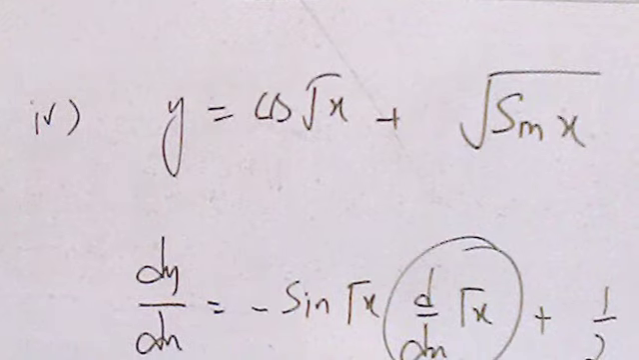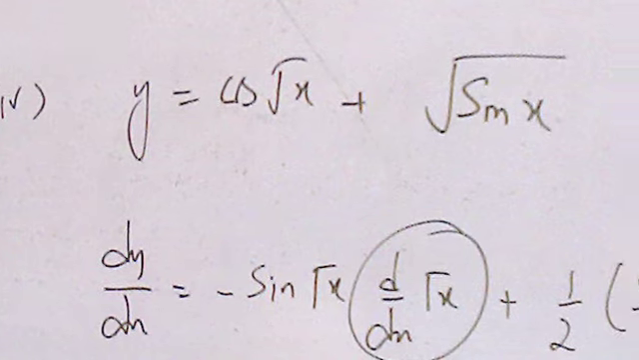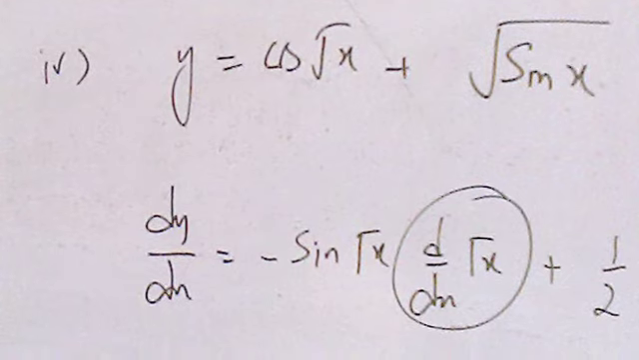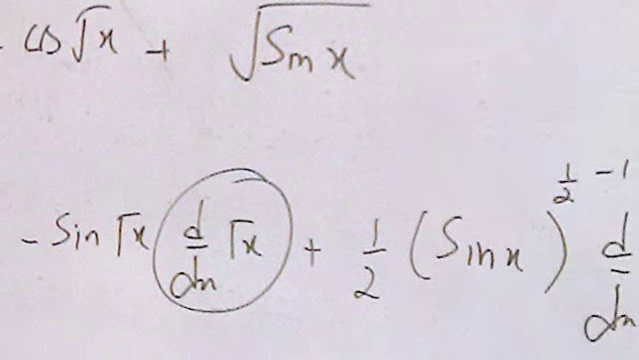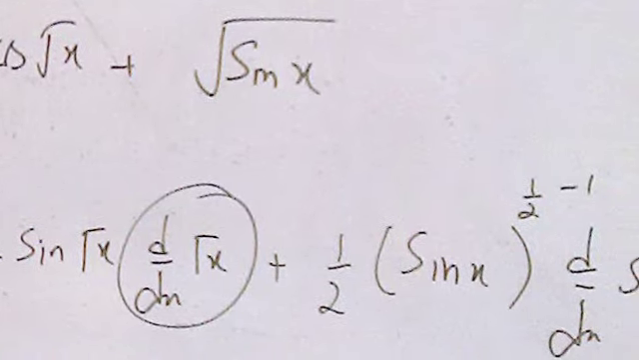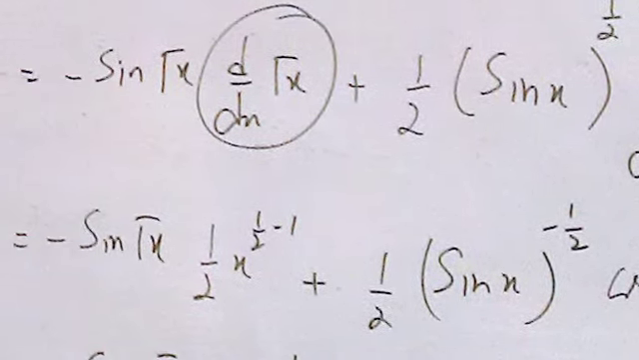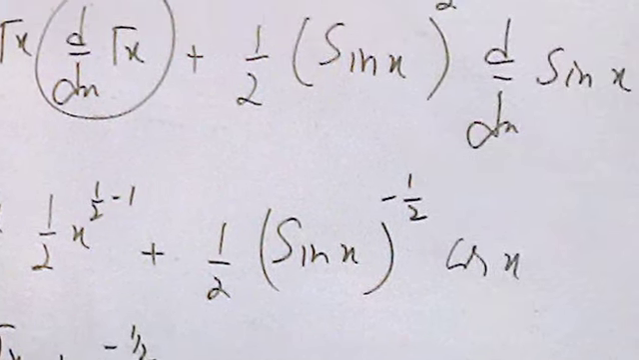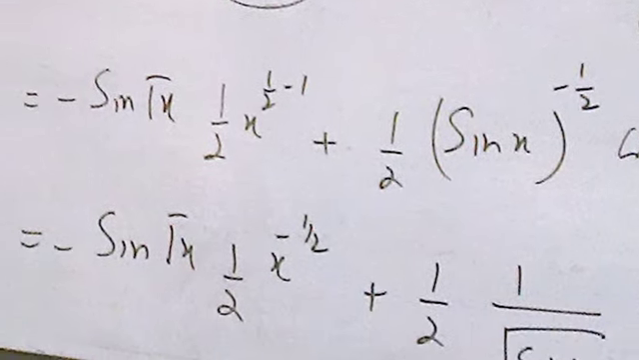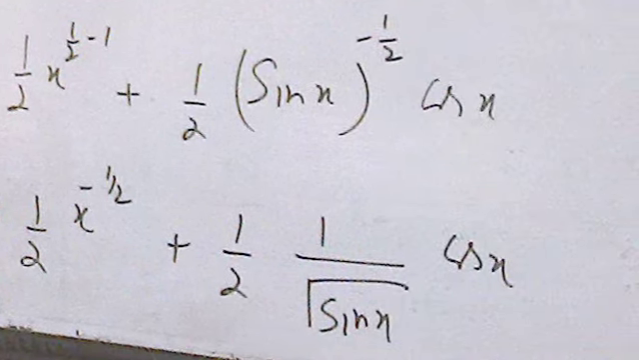Now in this question we have cos square root x and square root of sin x. Here we have the square root on the angle, and in the second we have the square root on the whole value. Derivative of cos square root x: we first take the derivative of cos, it becomes minus sin, and then the derivative of the angle. In the second we differentiate the power, minus 1, and derivative of the base sin x becomes cos x. The power is 1 by 2, so 1 by 2 minus 1, and derivative of the base sin x is cos x. Now this is your answer.